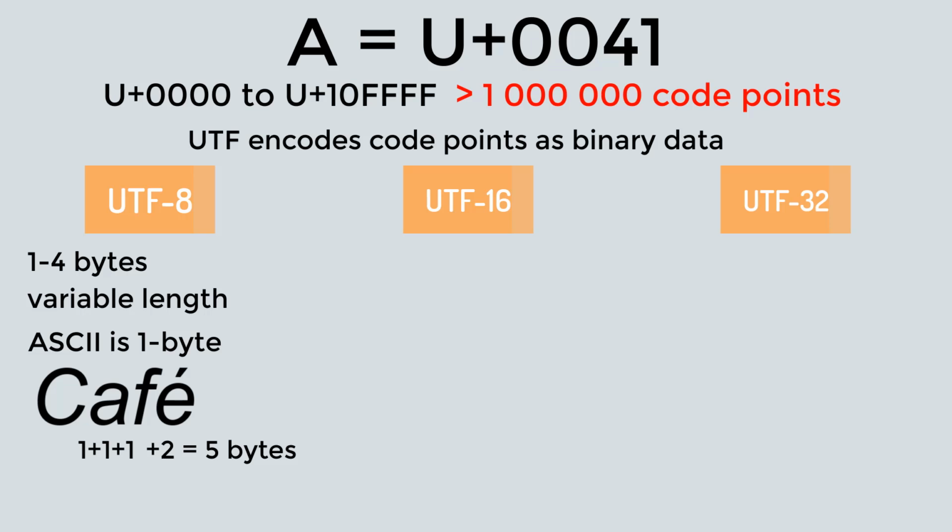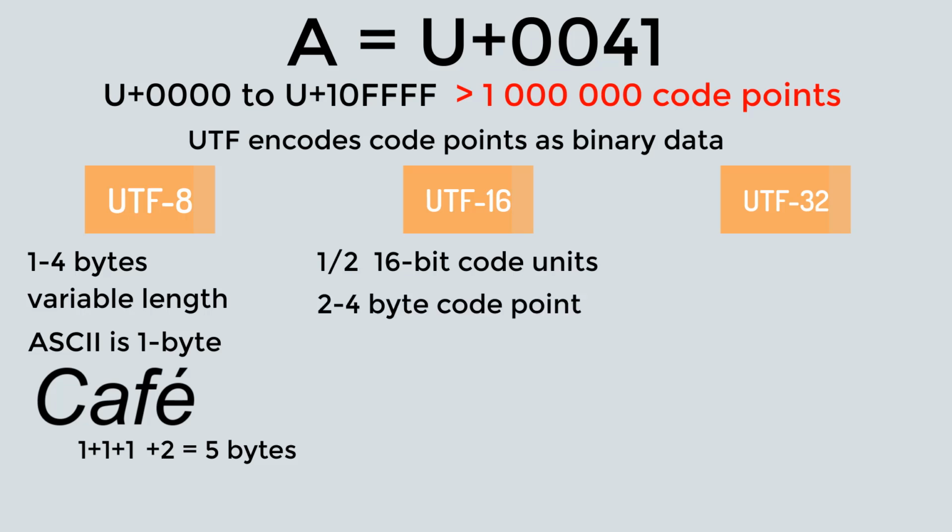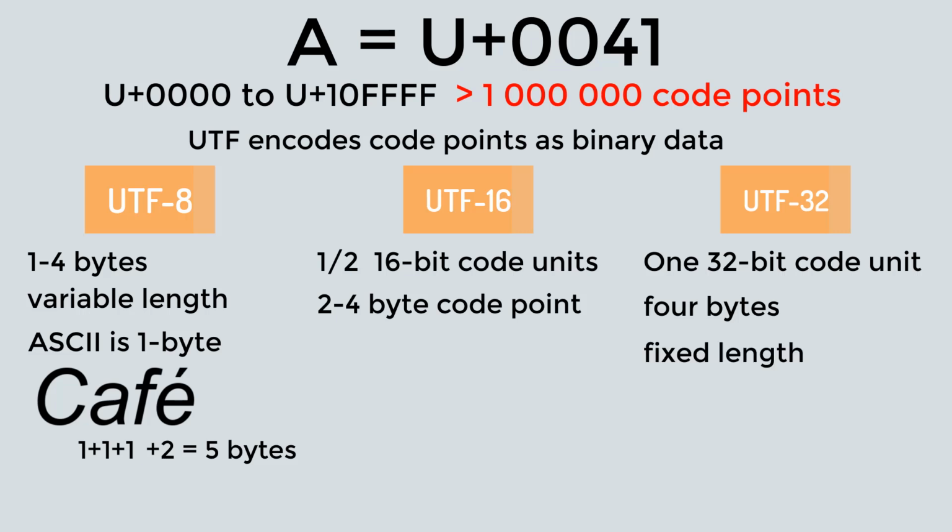UTF-16 uses 1 or 2 16-bit code units. This normally means that a code point uses either 2 or 4 bytes. Many commonly used characters fit into 2 bytes. Other characters require a pair of code units and therefore use 4 bytes. UTF-32 uses 1 32-bit code unit for each code point. This normally requires 4 bytes. The advantage of UTF-32 is that each code point has a fixed-length representation. This can make some kinds of processing simpler. However, it usually requires more memory.